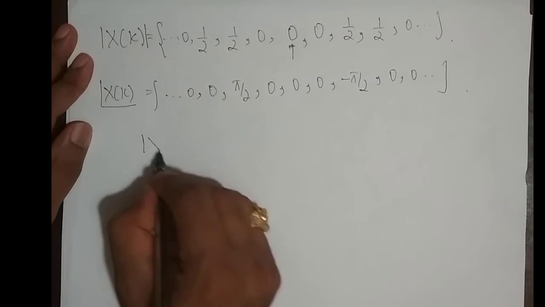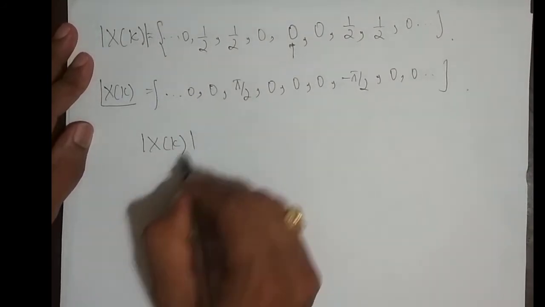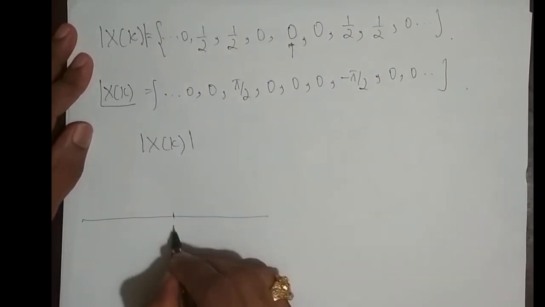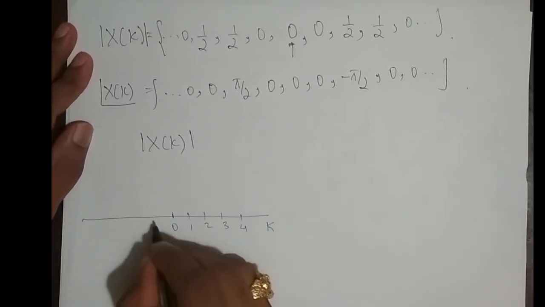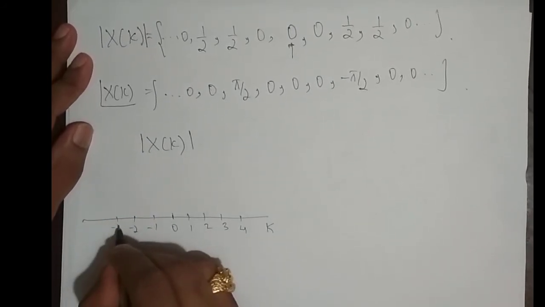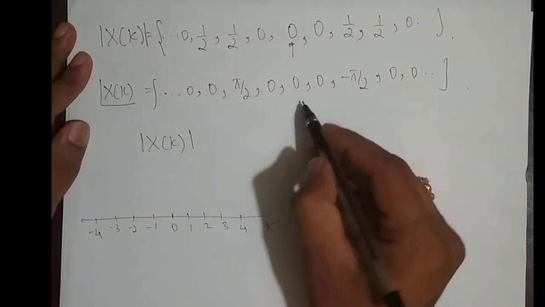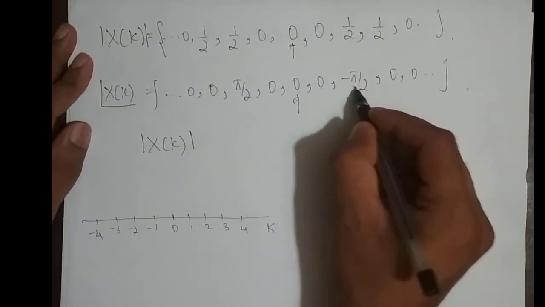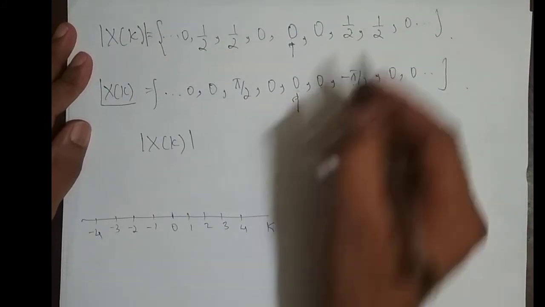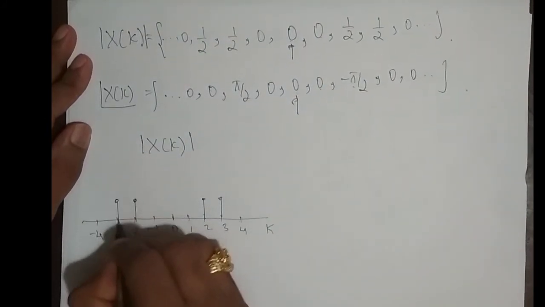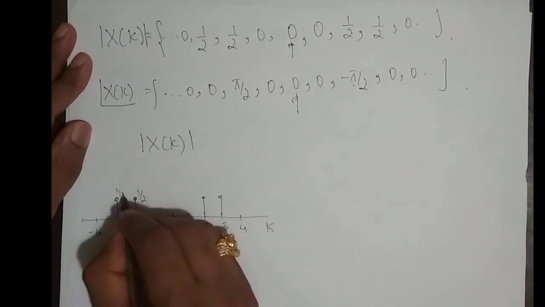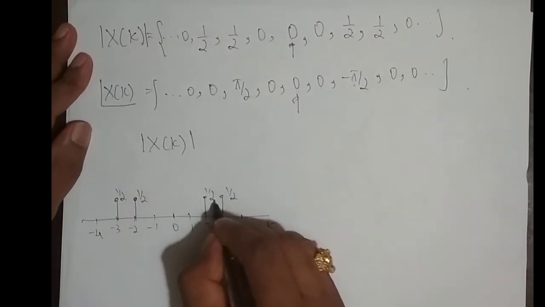Okay, so magnitude of x of k, this is k, 1 2 3 4, minus 1 minus 2 minus 3 minus 4, so it is 0 1 2, sorry, 0 1 2 3, at 2, 3, at minus 2, minus 3, so this is 1 by 2, this is 1 by 2, this is 1 by 2, this is 1 by 2.